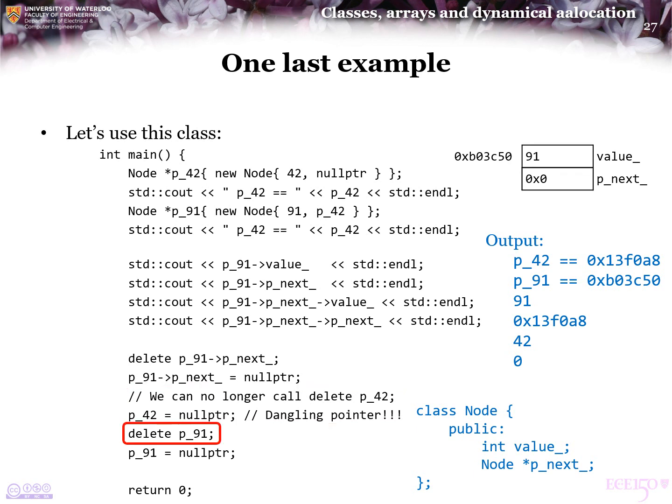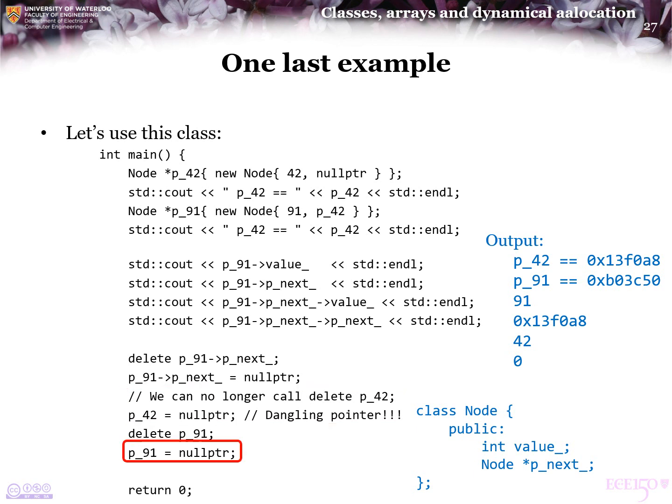Next, we can delete P91. That deletes that object, and we assign P91 to null pointer. At this point, the two local variables P91 and P42 go out of scope, but they're just addresses, so nothing else happens.